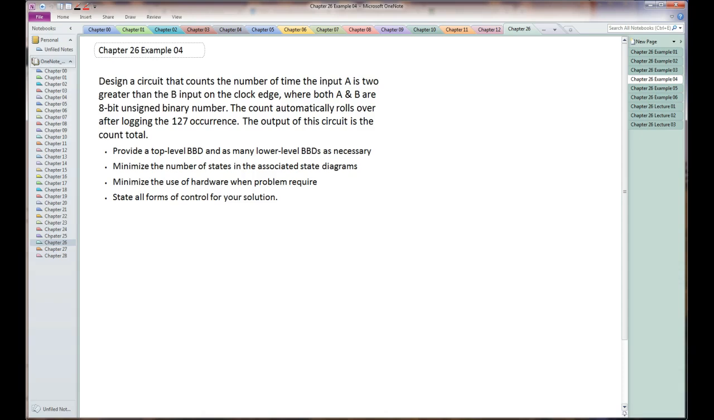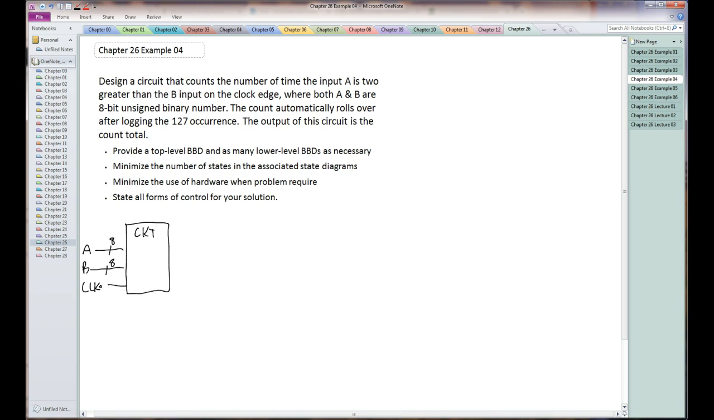This is chapter 26, example 4, and what we have here is another problem where it does a whole bunch of stuff. So essentially the circuit counts the number of times the input A is 2 greater than input B. So let's start with this black box diagram, and it has two inputs, A and B. They're 8-bit inputs, and there's a clock in here also.